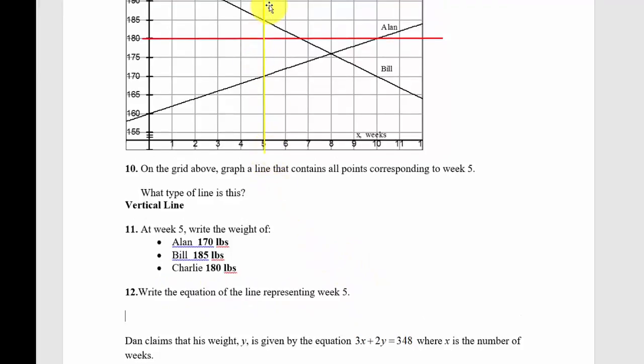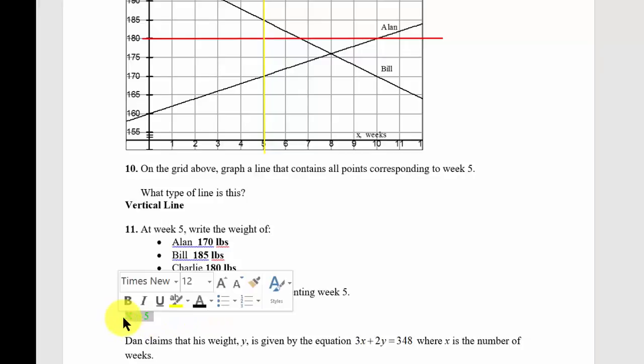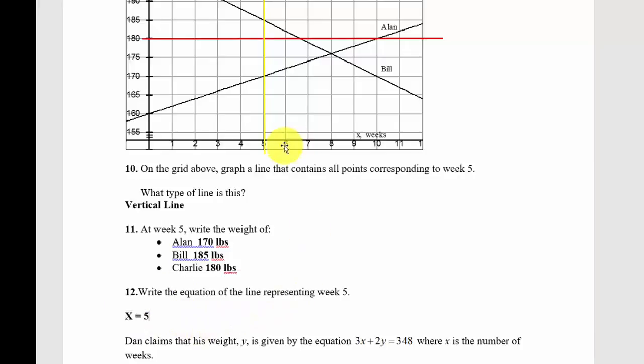Well, this vertical line would be x equals 5. And let's just change the color there. Right? So the equation that represents this yellow line would be x equals 5.